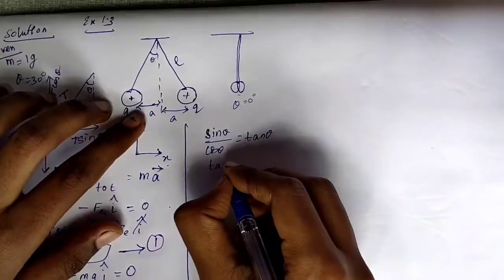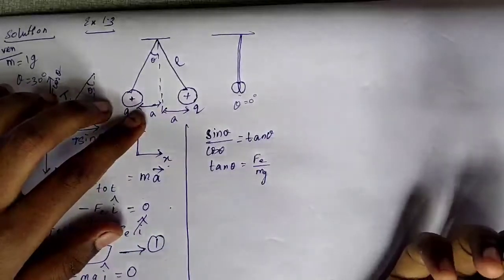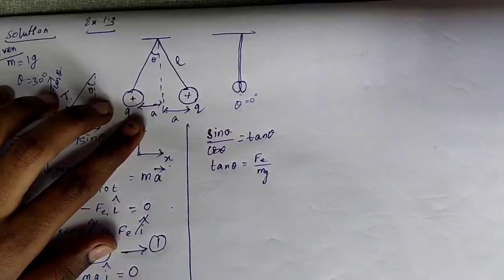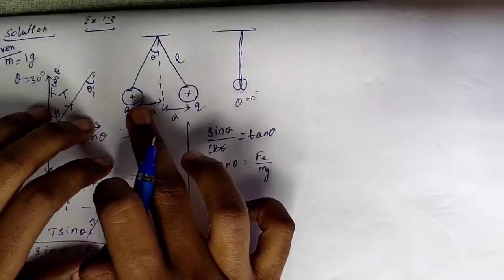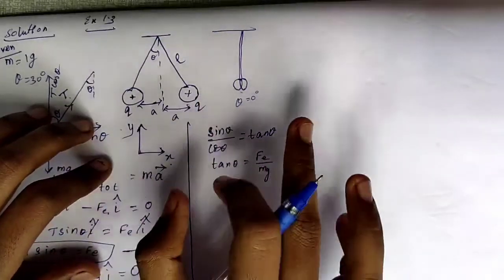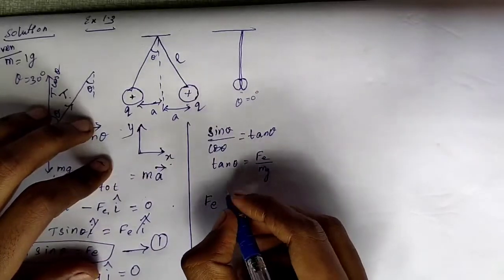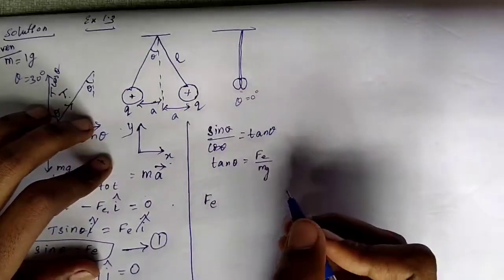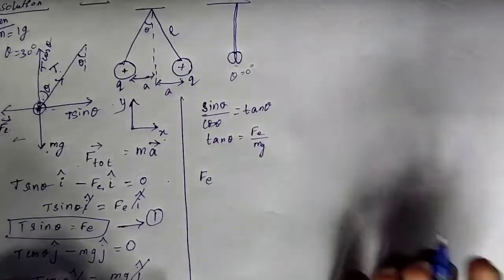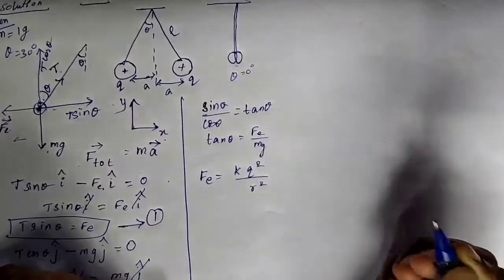So tan theta is equal to Fe by mg. Next, we know that here the sphere is charged. It experiences electrostatic forces. So the magnitude of electrostatic force Fe. Here I am going to use the magnitude of electrostatic force, so I don't want the vector symbol. Fe is equal to kq square by r square.